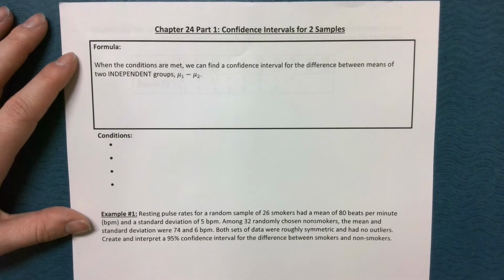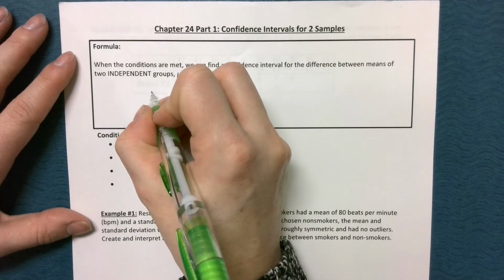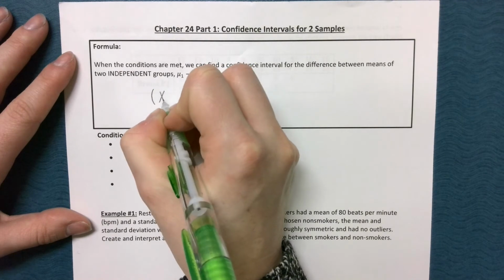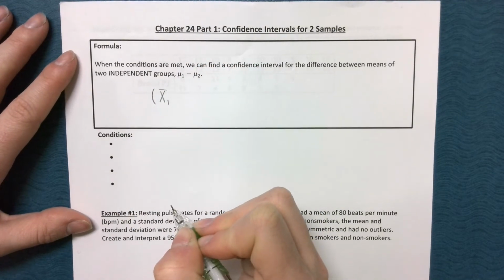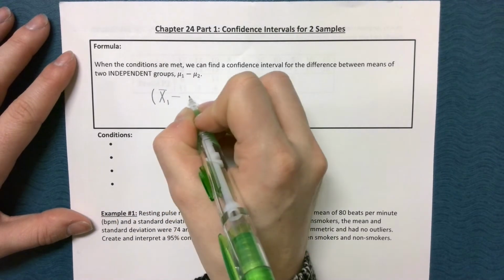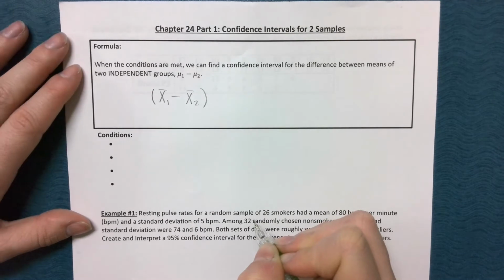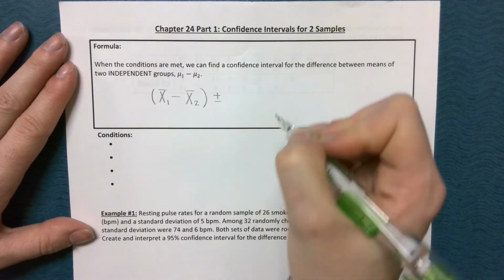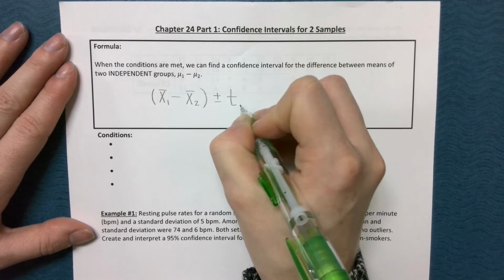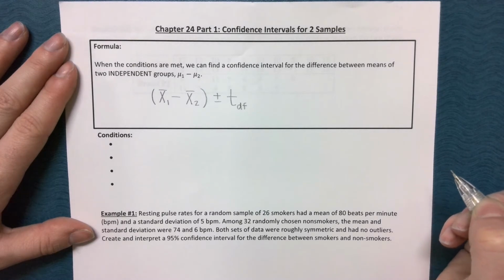So what we're going to do is start with finding the difference in the sample means. So I'm going to take x bar 1, that'll be the mean from my first group, and subtract x bar 2, which is the mean of your second sample. We'll add and subtract our t-score with degrees of freedom, and then we're going to multiply by the standard deviation.